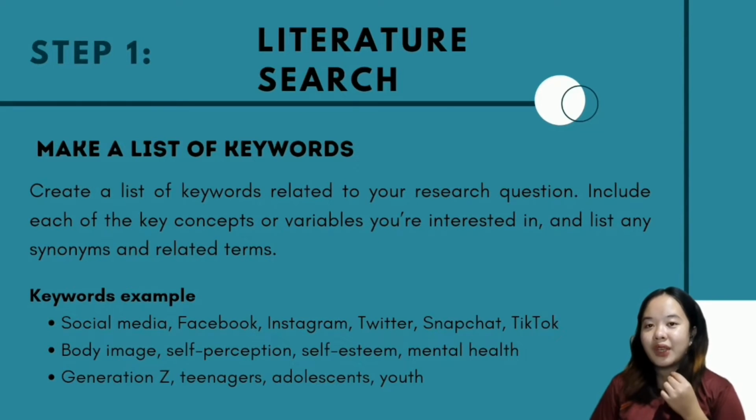Make a list of keywords. Create a list of keywords related to your research questions. Include each of the key concepts or variables you are interested in, and list any synonyms and related terms. For example: social media, Facebook, Instagram, Twitter, Snapchat, and TikTok. Body image, self-perception, self-esteem, mental health. Generation Z, teenagers, adolescents, youth.